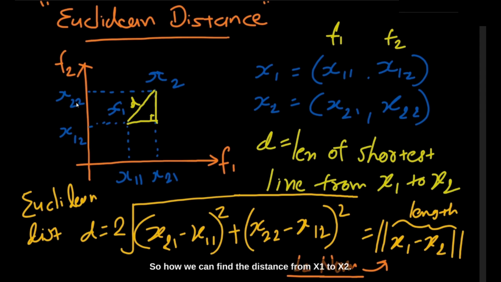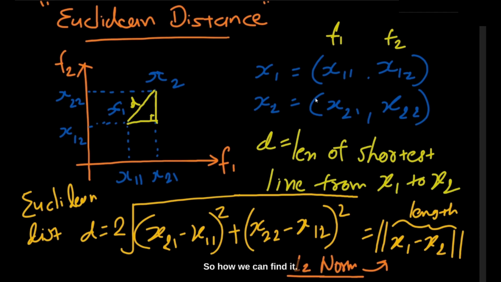So how can we find the distance from x1 to x2? x1 is nothing but a vector of points x11 and x12, and x2 is nothing but a vector of points x21 and x22, and the d that we want to find is the length of the shortest line from x1 to x2. So this is what we want to find. This is nothing but the Euclidean distance.